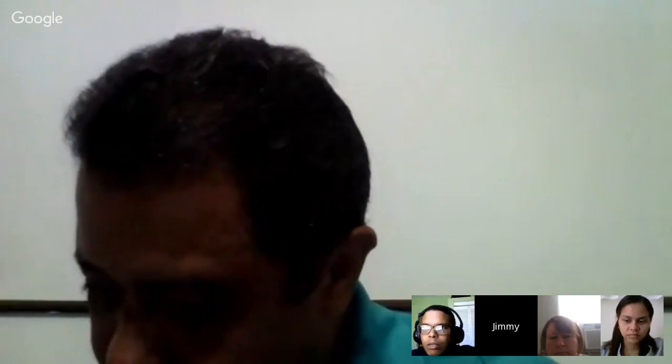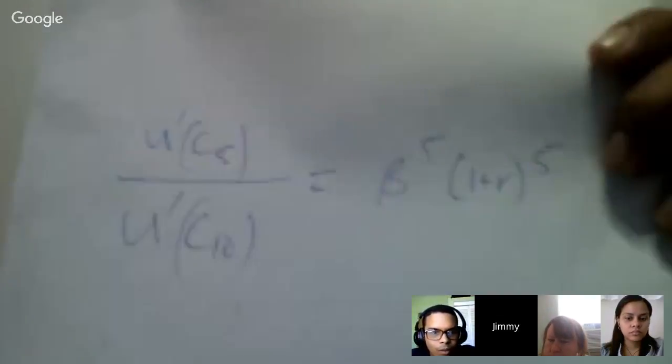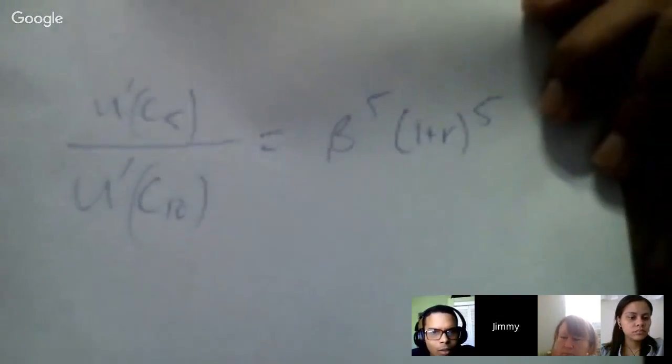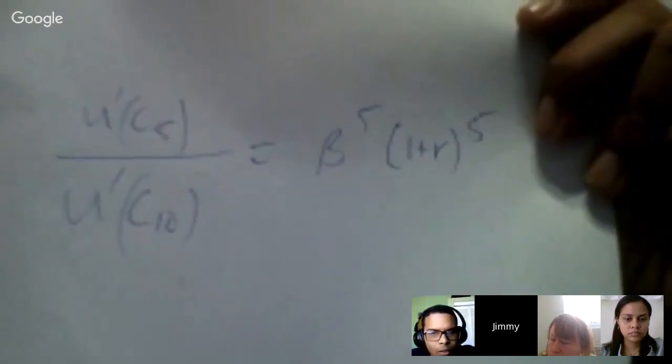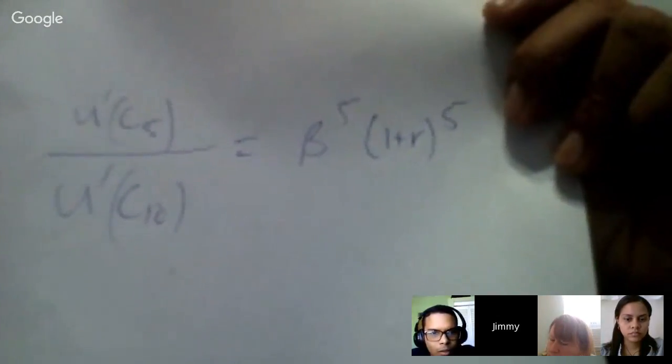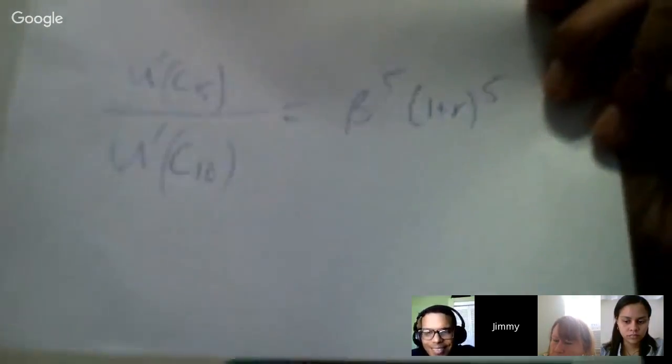So, in part C, almost everybody got this correct. Oops, right there. That's supposed to be a U, not an N. The marginal utility of consumption in period 5 over the marginal utility of consumption in period 10 was going to equal beta to the 5th power times 1 plus R to the 5th power. Almost everybody got that correct.